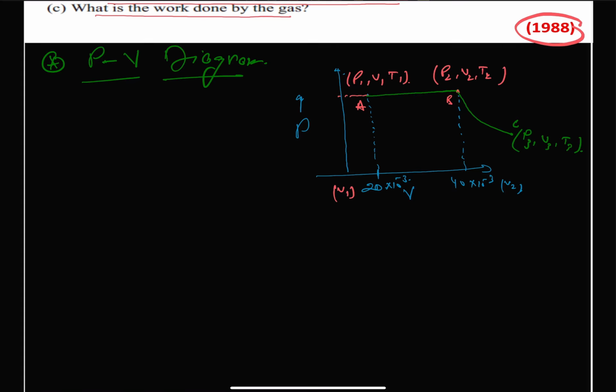So from this figure we can clearly see that AB is our isobaric process, and B to C is our adiabatic process.